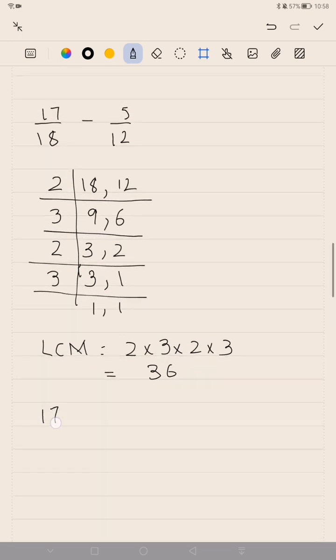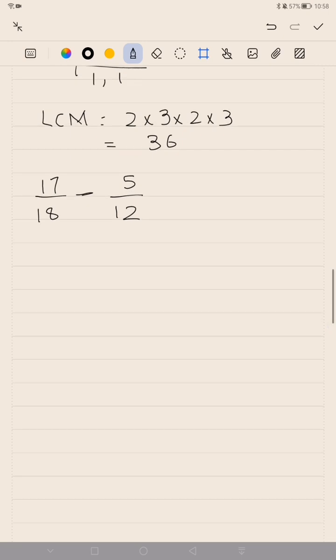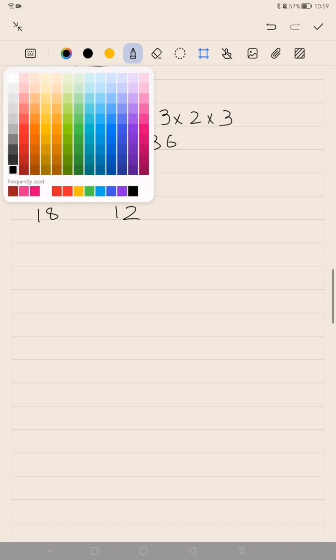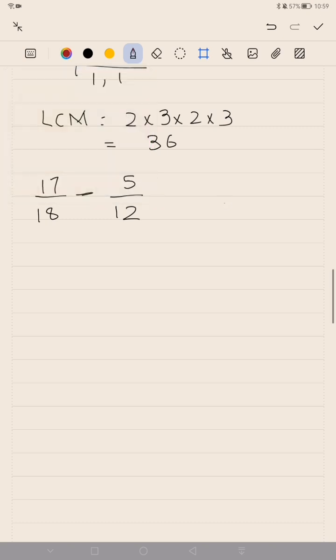Now we had the fraction 17 by 18 minus 5 by 12. I have to convert these denominators into 36. To convert 18 into 36, I have to multiply it with a particular number. Let's see with which number I can multiply it. If you look at the prime factors of the LCM, 3 into 2 into 3 makes it 18. What are we left with? 2. So I'm going to multiply 18 by 2 to make it 36, and as a rule I will multiply the numerator also by 2.